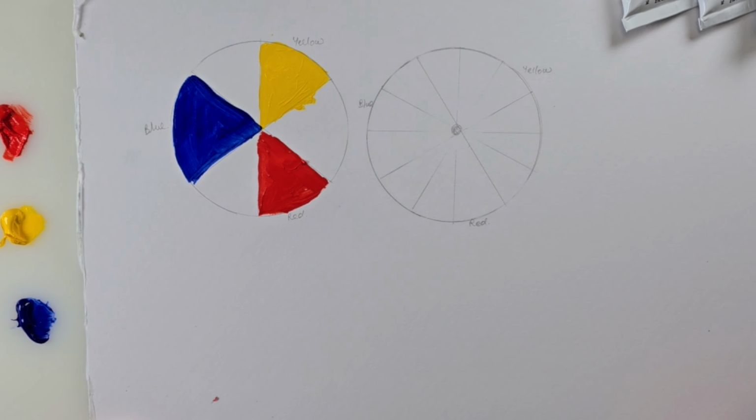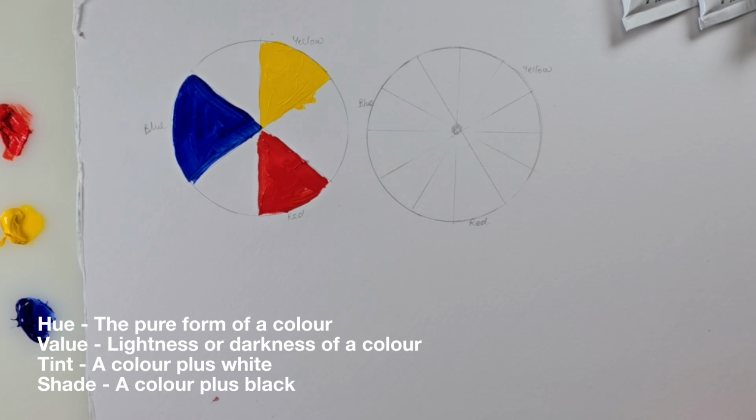A lot of people wonder as well, what's the difference between hue, value, tint, shade? It all seems a bit complicated. A hue is just the pure form of a colour. The value is the lightness or the darkness of a colour. A tint is a colour plus white. And a shade is a colour plus black.